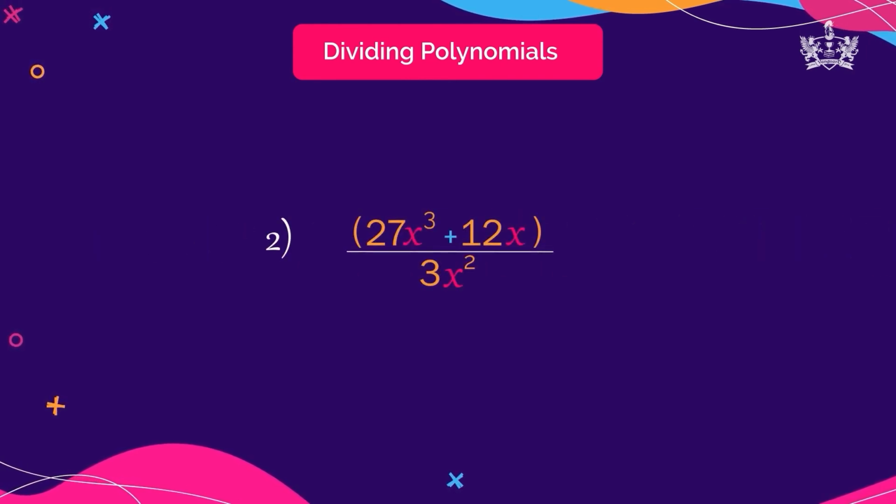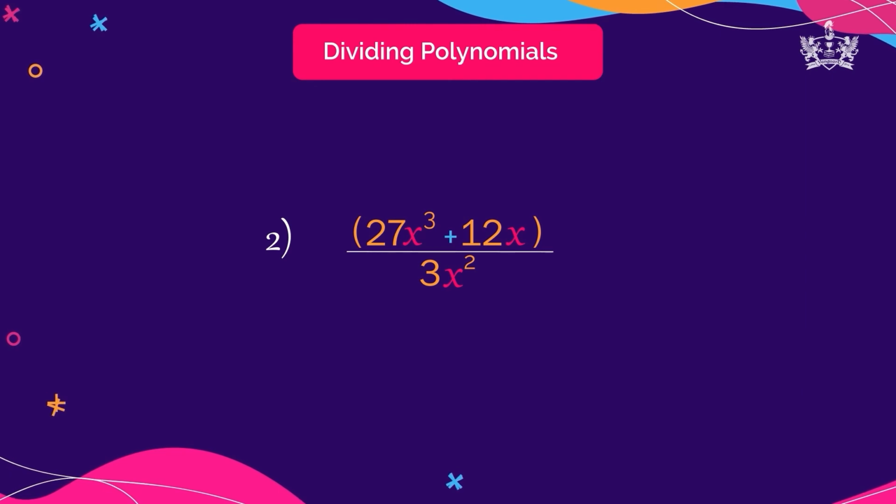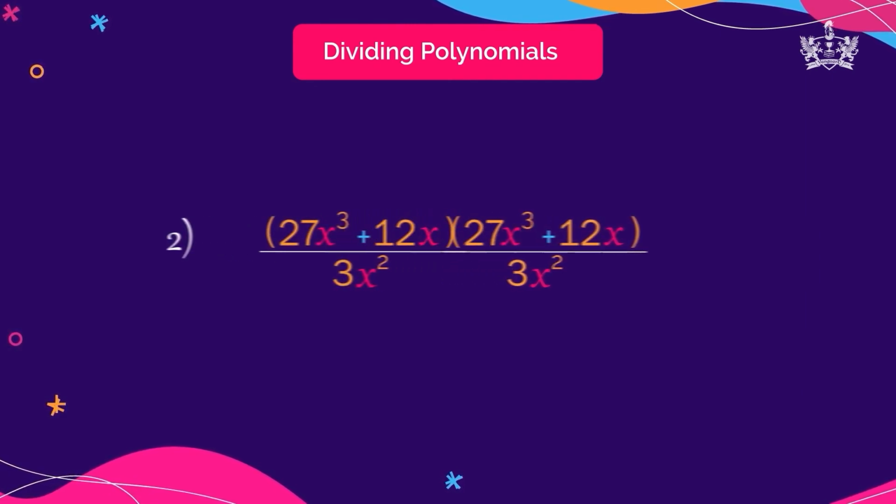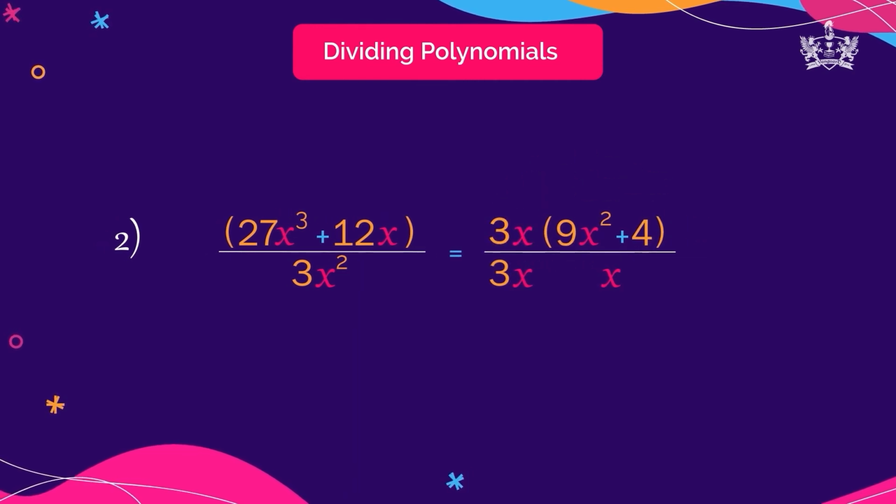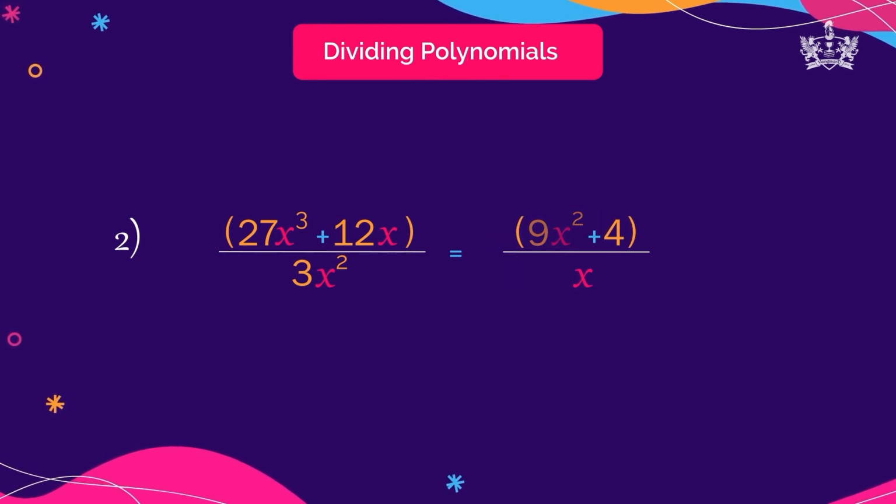For the next one, we divide all terms in the numerator by 3x squared. But let's actually pause and see if there's anything else we can do to make it easier. Notice anything about the terms? They are all multiples of 3x. So how about we factor out a 3x from all of them? Once we factor out a 3x in the numerator, we can cancel it out along with a 3x in the denominator. We are left with 9x squared plus 4 over x.